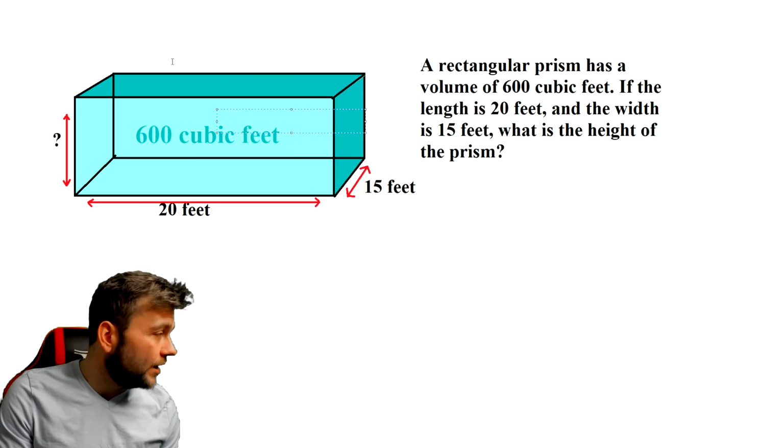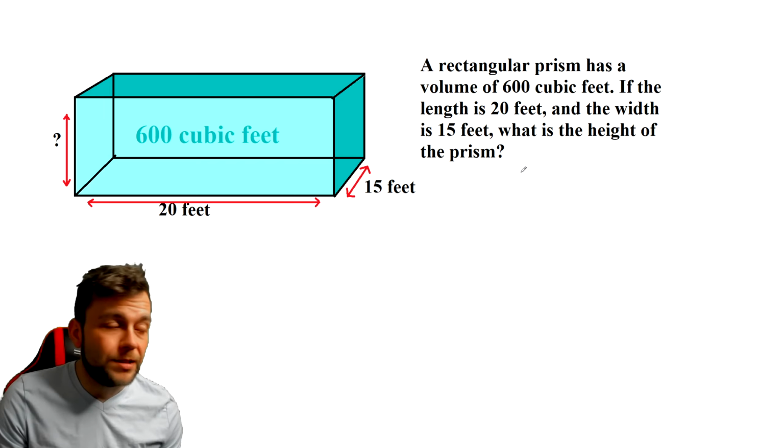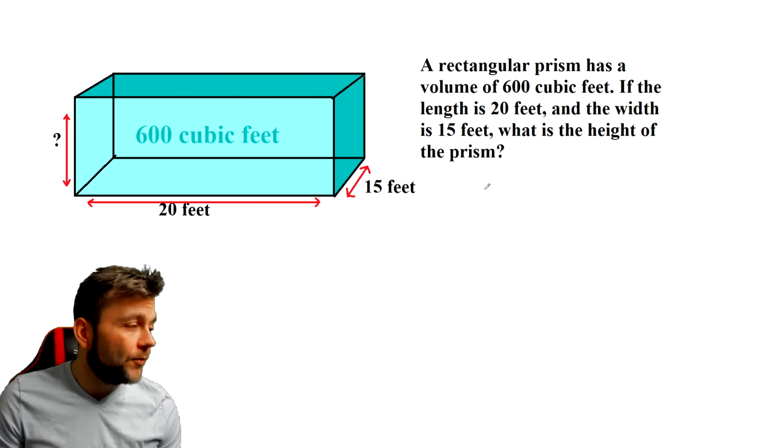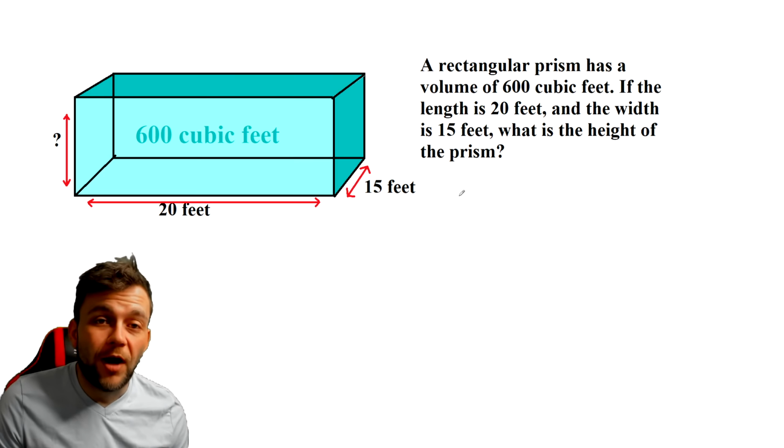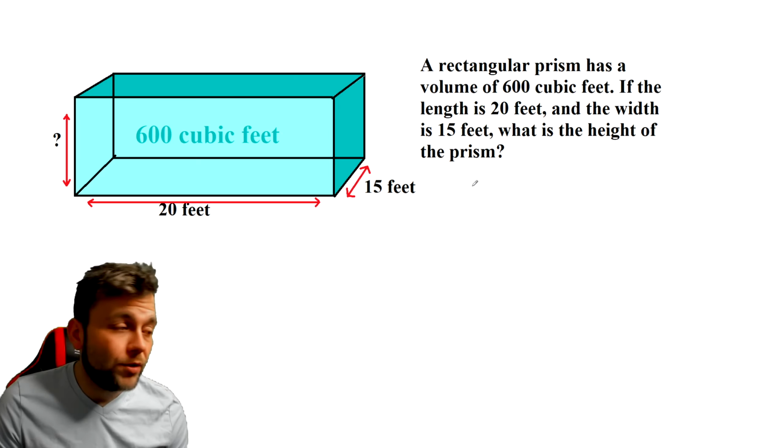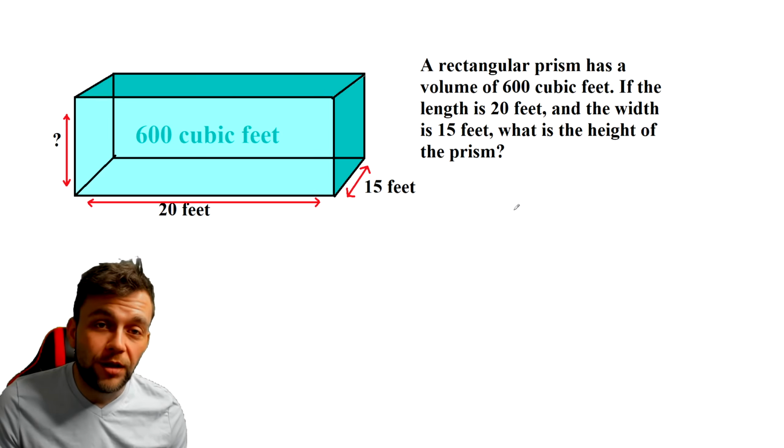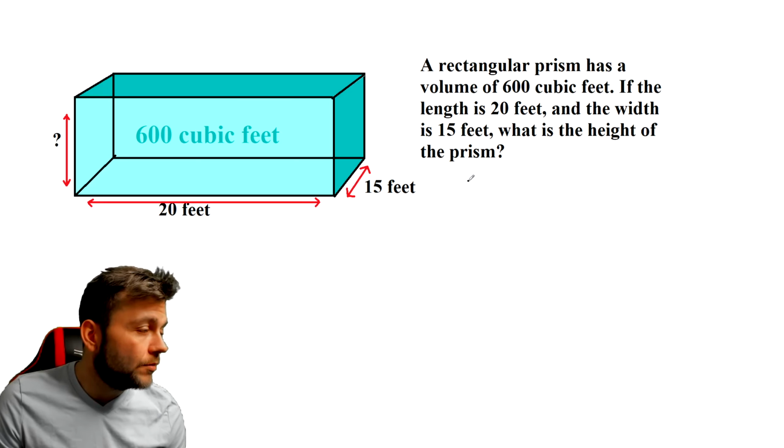So let's go ahead and write down what our problem really is. We have this rectangular prism. So how do you find the volume of a rectangular prism? Well, it's length times width times height. So length times width times height, and that equals volume.